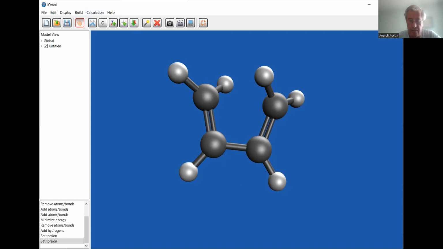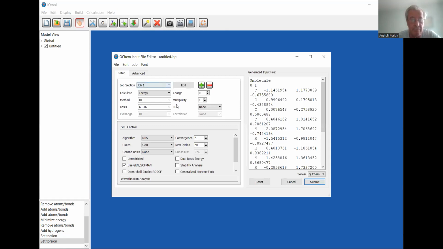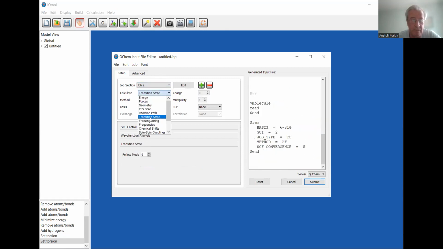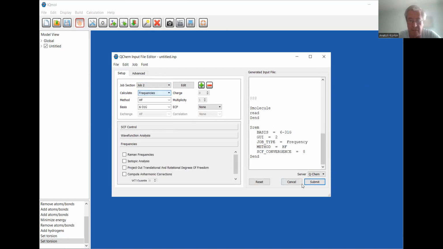Now I go to calculation, Q-Chem setup. Job 1 will be a transition state, and job 2 will be our frequencies. Okay, so I'm going to submit. I'll just call it TS, transition state. Okay, let's go.